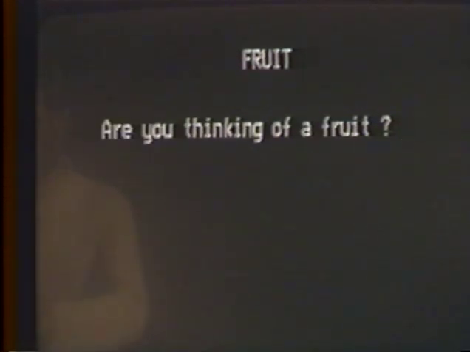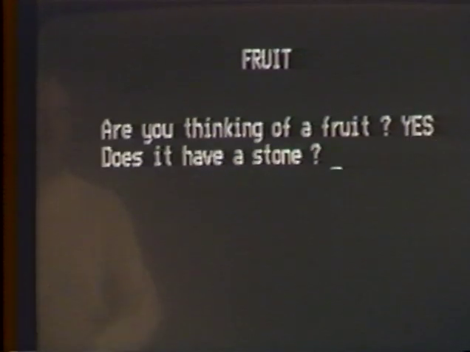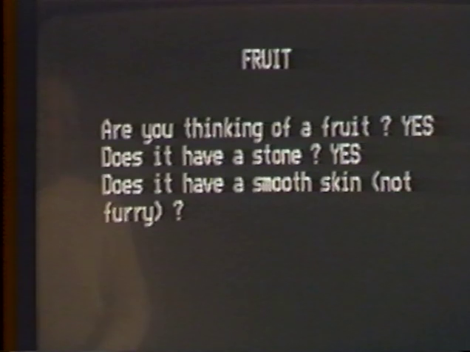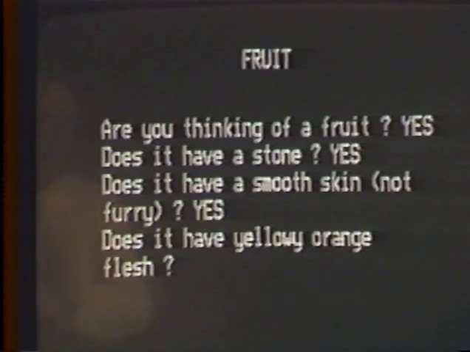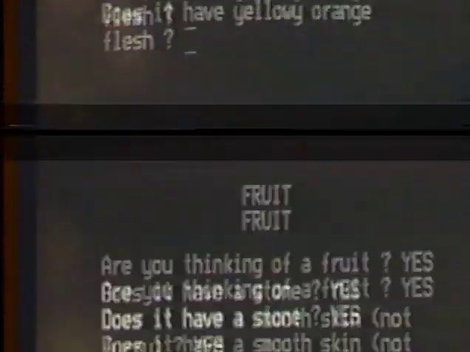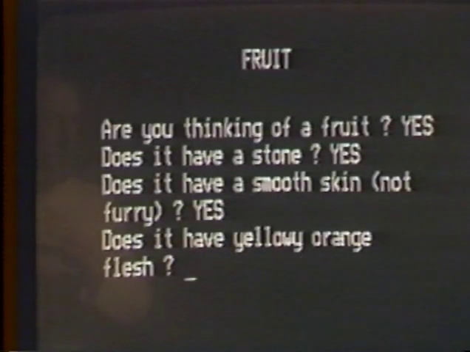Are we thinking of a fruit? Yes. Does it have a stone? Yes. Does it have a smooth skin? Yes. Before we go on, let's just see what the program is doing. It's continually asking us questions which will eliminate one type of fruit from another. And we hope that when we've answered enough of the questions, it'll be able to give us the fruit that we were thinking of. Let's carry on.